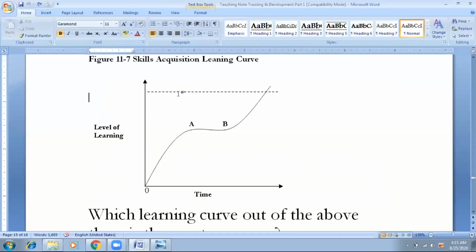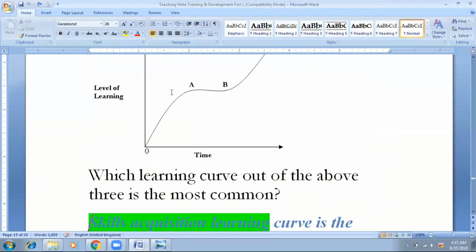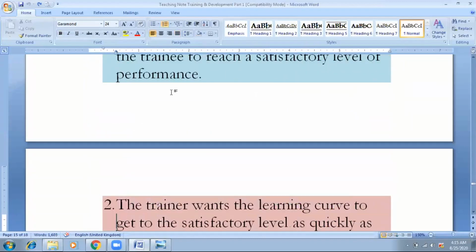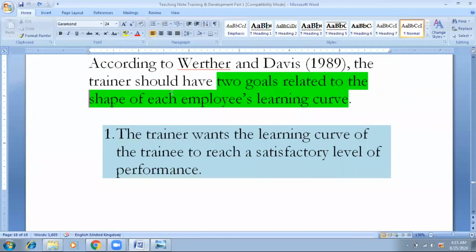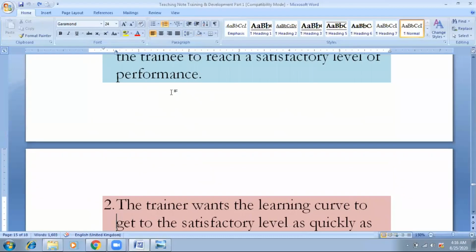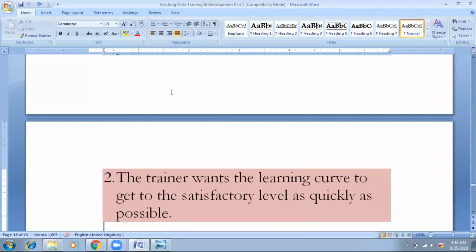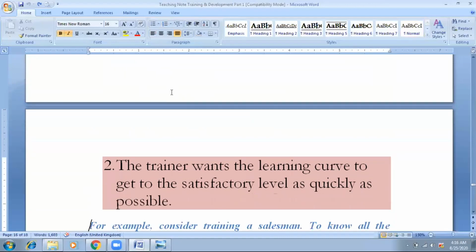2 goals. So what is the use of the skills acquisition learning curve? At least there are 2 uses. The trainer wants the learning curve of the trainee to reach a satisfactory level of performance. There must be a satisfactory level of performance for training, right? Then the satisfactory level has to be acquired as quickly as possible, right?